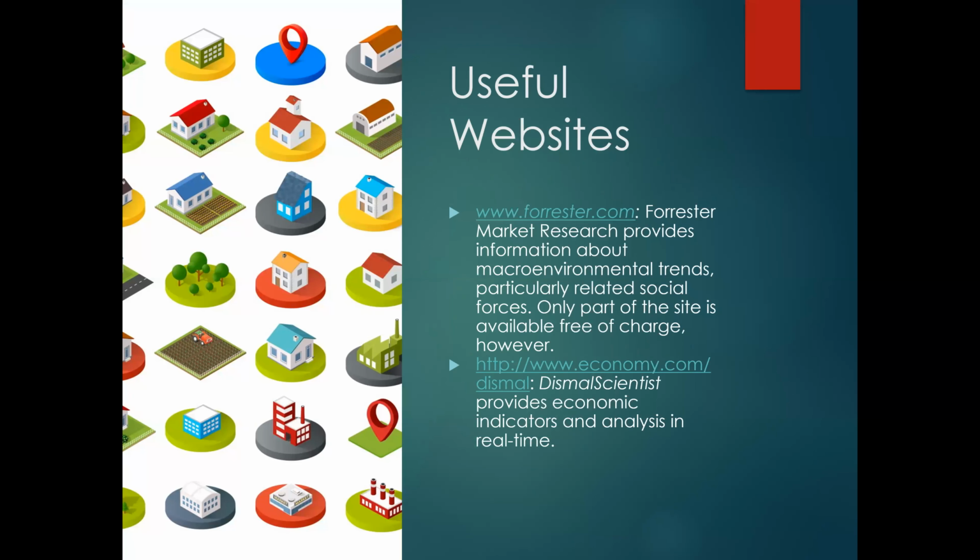There are some useful websites such as forrester.com and economist.com. These websites will help provide additional information about external environmental factors that could help you to better identify and understand how they will impact your industry. So be sure to use these websites.